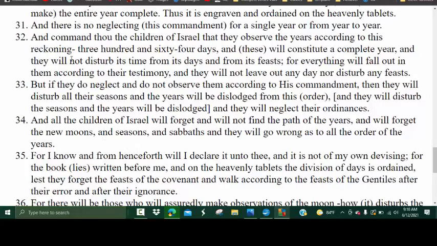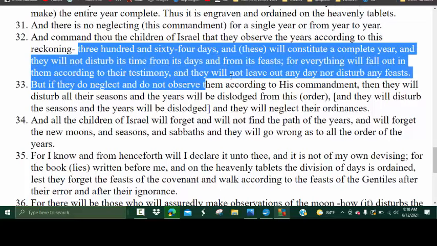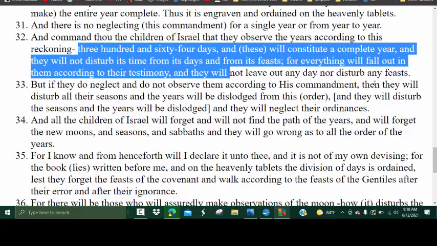So let's jump back up to verse 32, where we're hearing about the main element of this sacred calendar. It says, "And command thou the children of Israel that they observe the years according to this reckoning, 364 days. And these will constitute a complete year, and they will not disturb its time from its days and from its feasts, for everything will fall out in them according to their testimony, and they will not leave out any day nor disturb any feast."